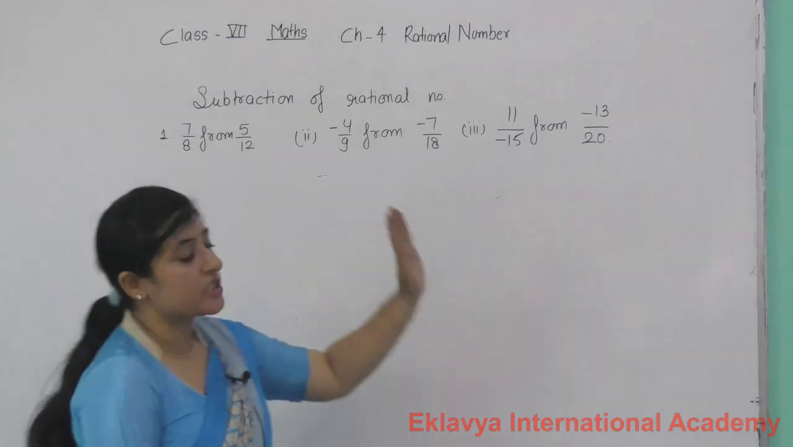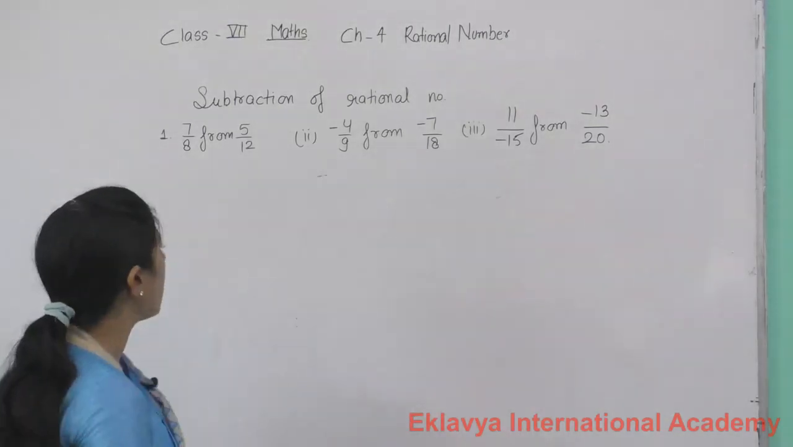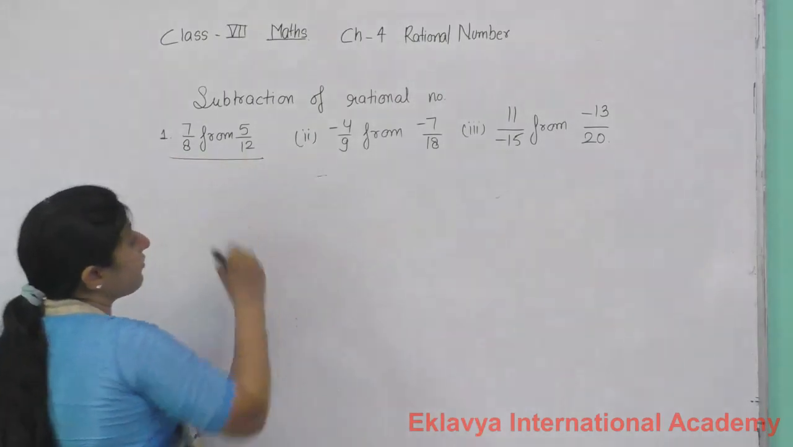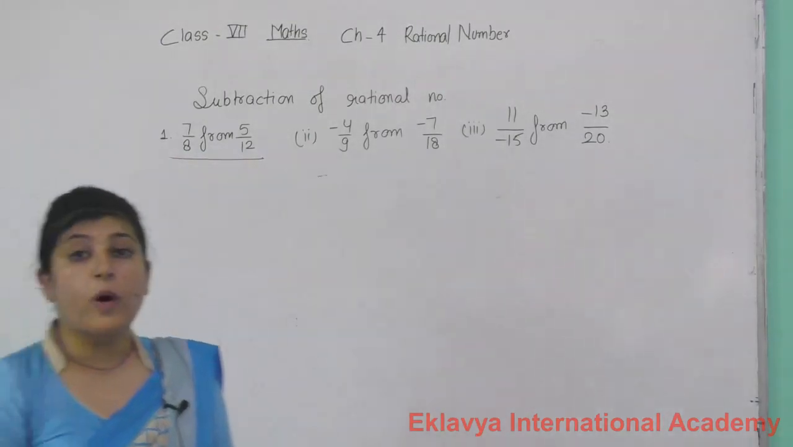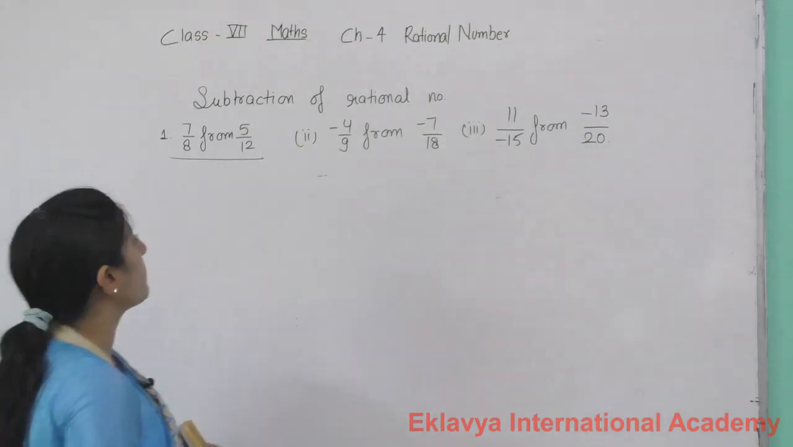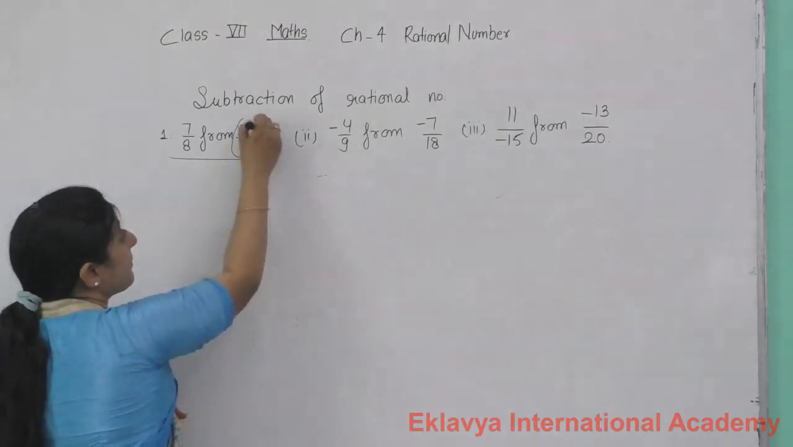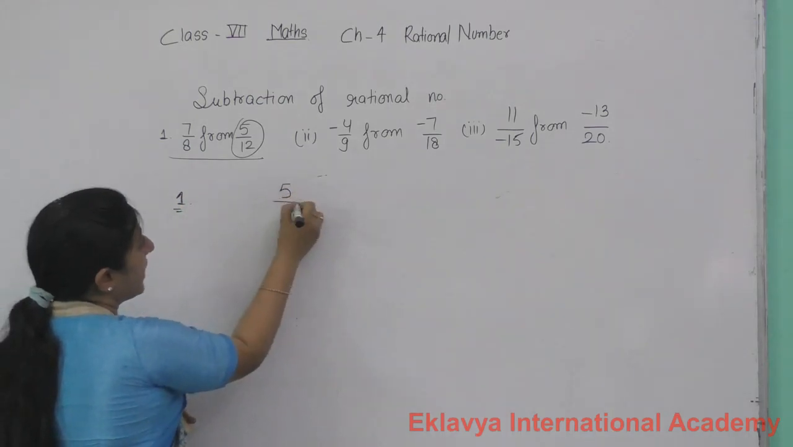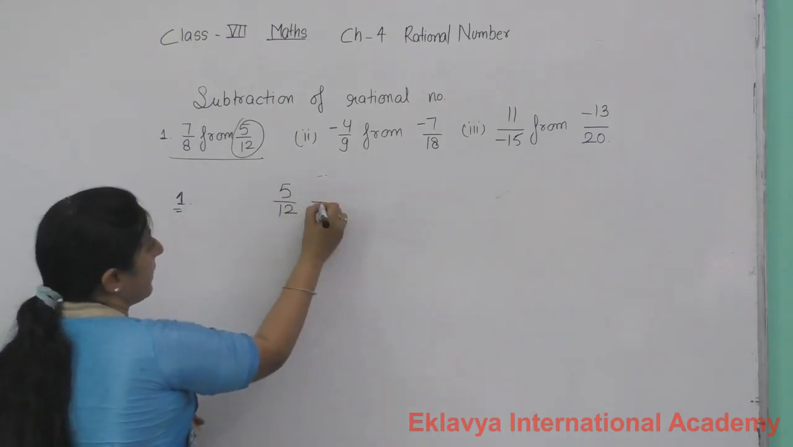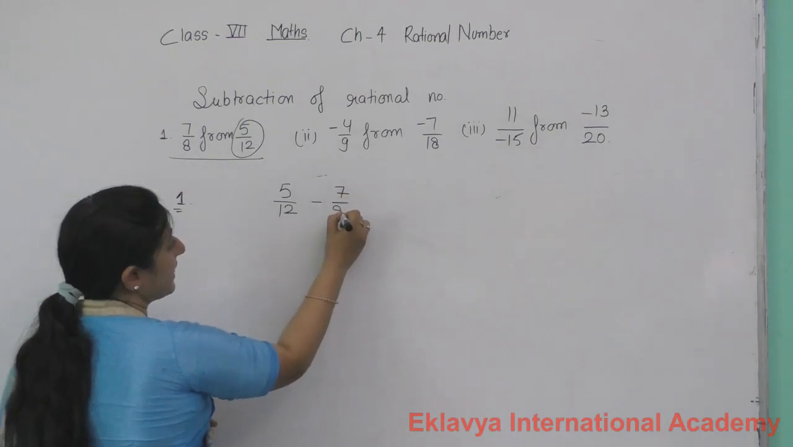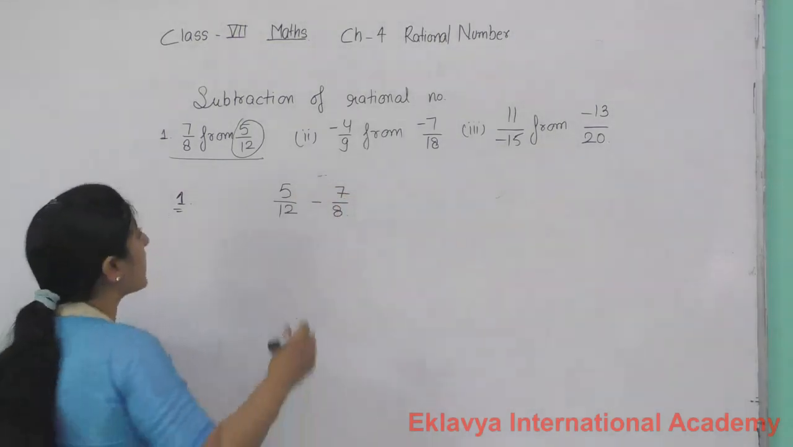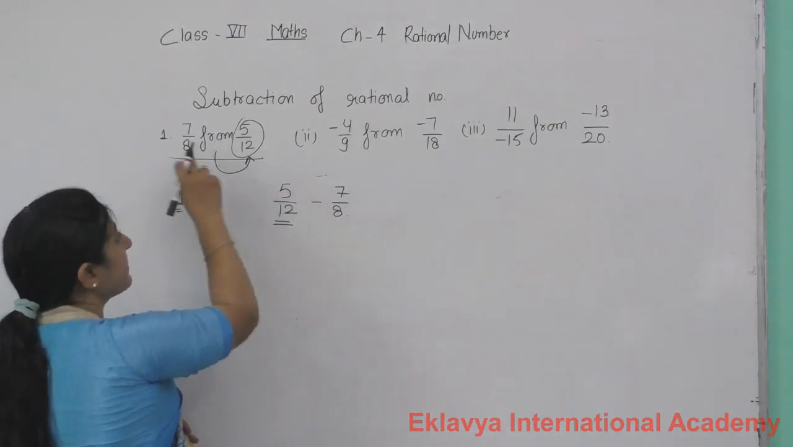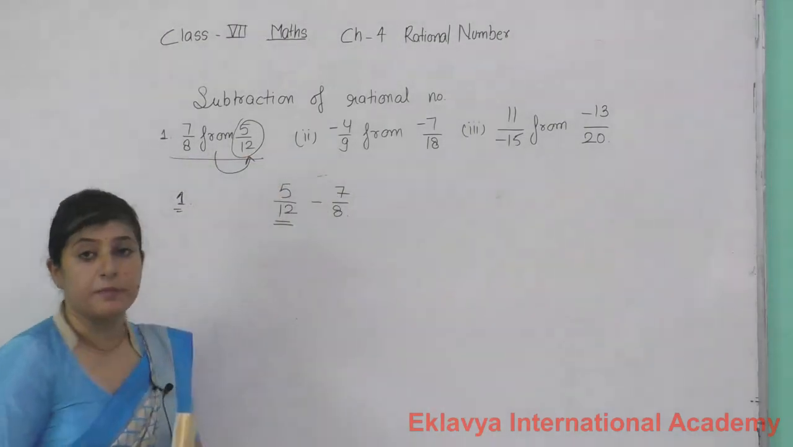There are some questions related to subtraction. Now see how to solve it. First our example is 7 by 8 from 5 by 12. One thing, see how to write it down properly. It means we write that 5 by 12 minus 7 by 8. The number after "from" we write down first, then take the negative sign and then the other rational number.